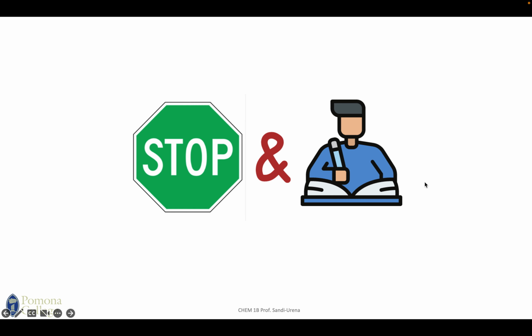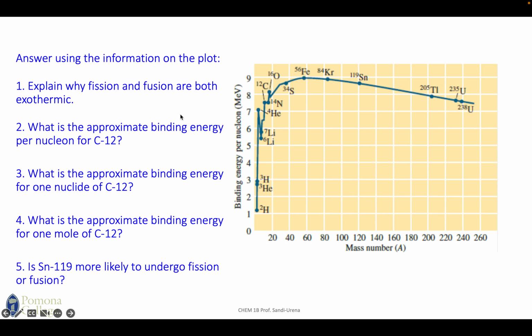And now we're going to stop and practice. Here we're going to use this plot to answer a few questions. We're going to explain fission and fusion, why both of them are exothermic. So do not just memorize things, but try to explain why those processes would be exothermic, which explains our interest in fusion currently to solve the energy problems of the planet. What is the approximate binding energy per nucleon of carbon-12? We do the same, but this time for one nuclide of carbon-12, and then for 1 mole of carbon-12.